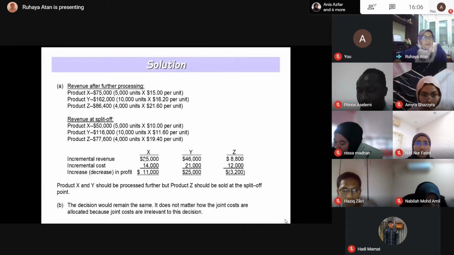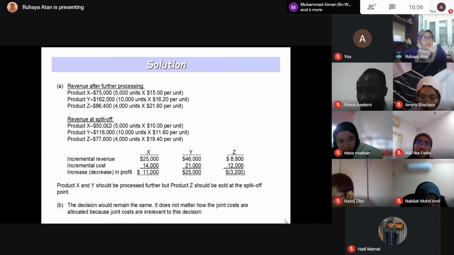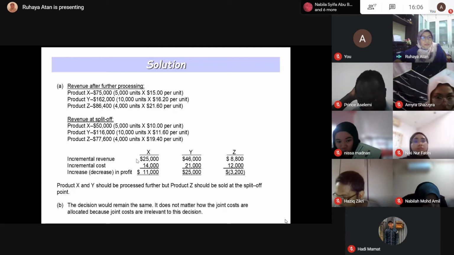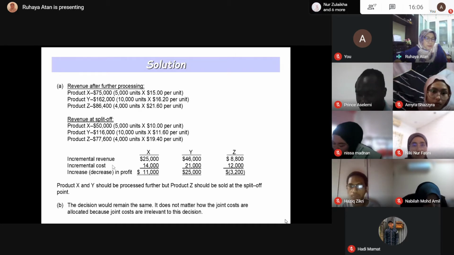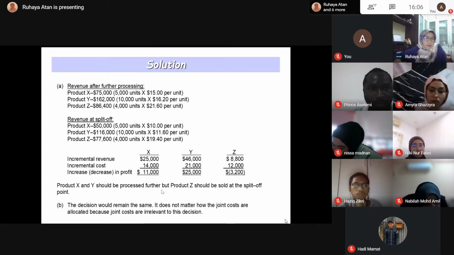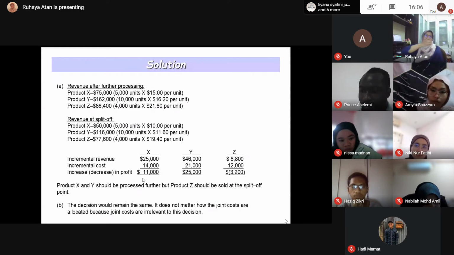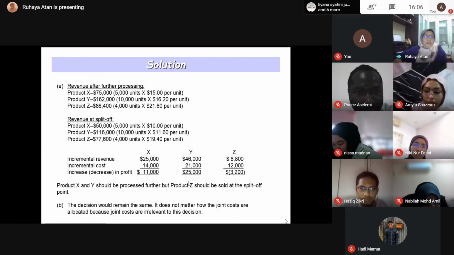How do we get that? It is the price you sell at if you were to process further, compared with the price if you were to sell at the split off point without processing further. So there is an incremental revenue of $25,000. And the incremental cost, what will it be? The cost to process further, isn't it? Additional processing cost. So you subtract 14,000 for X, and you get the incremental difference. In this case, you make profit.